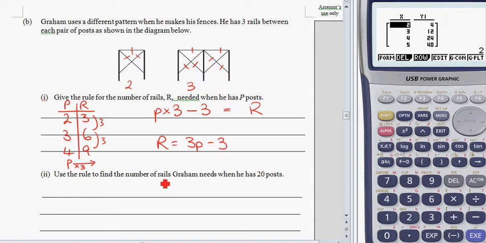Use the rule to find the number of rails Graham needs when he has 20 posts. So the number of rails will equal 3 times 20 minus 3. That's 60 minus 3, 57 rails.